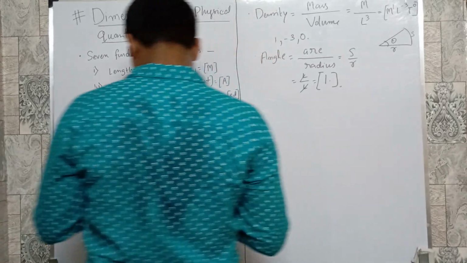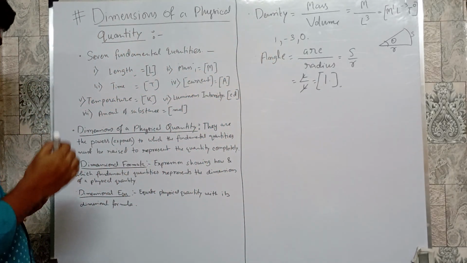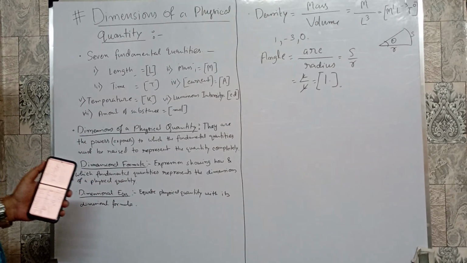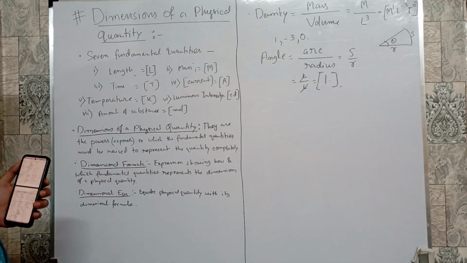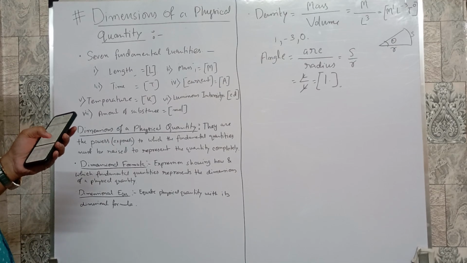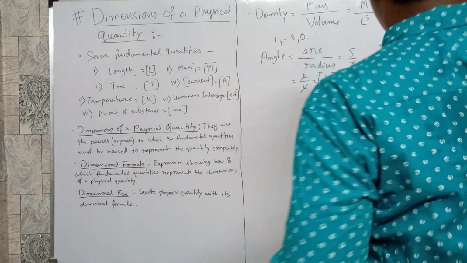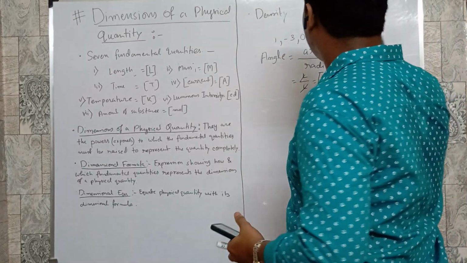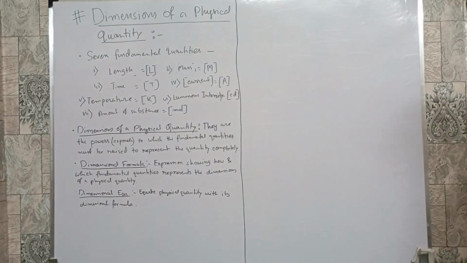Okay. So next, what do we mean by dimensional formula? The dimensional formula is the expression showing how and which fundamental quantities represent the dimension of a physical quantity. We will try to find many dimensional formulas one by one, some of which are to be memorized to solve the advanced problems that will appear in exams as well as other competitive exams.